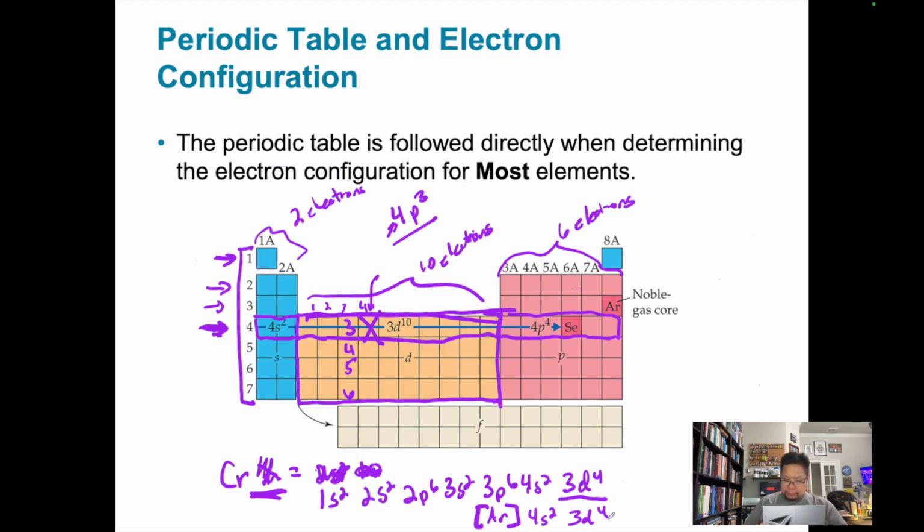Let's try one more. Yeah, I can do palladium. So palladium is which one here? It's in the 10th one. So 1, 2, 3, 4, 5. Wait, not the 10th one. Yeah, it's in period 10. So 5, 6. Wait, I'm miscounting something here. Oh, sorry.